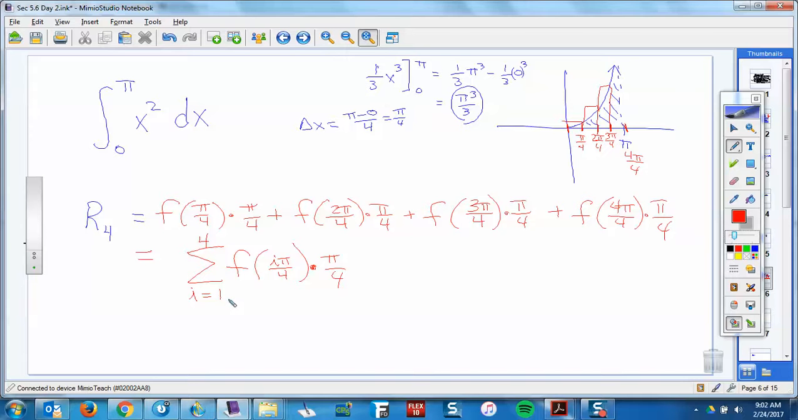Do you have to define what F is? Well, we're going to do that right now. Oh, I see what you said. F is always going to be that right there. So F is the x squared, right? So that's what I want to do next.